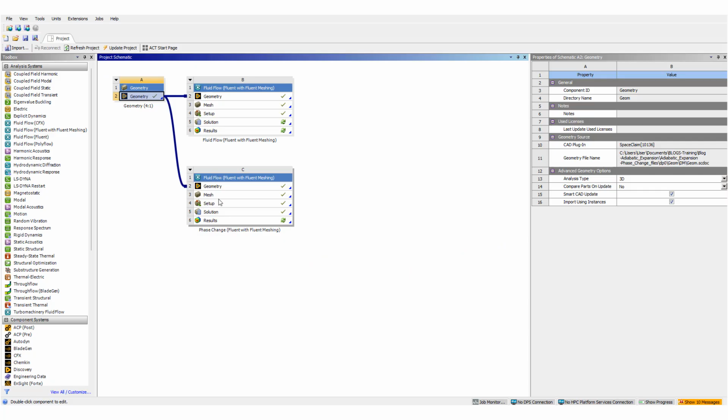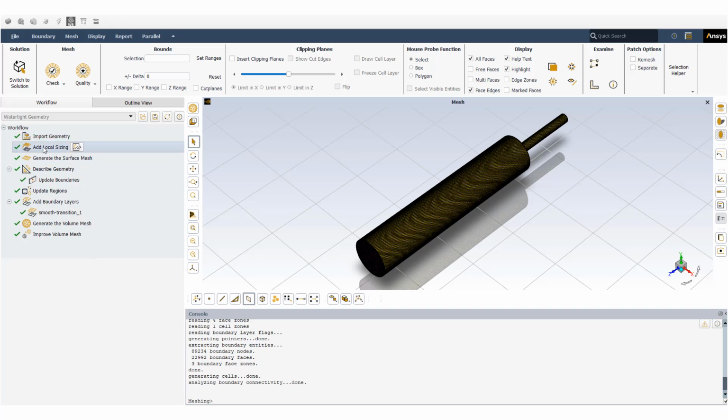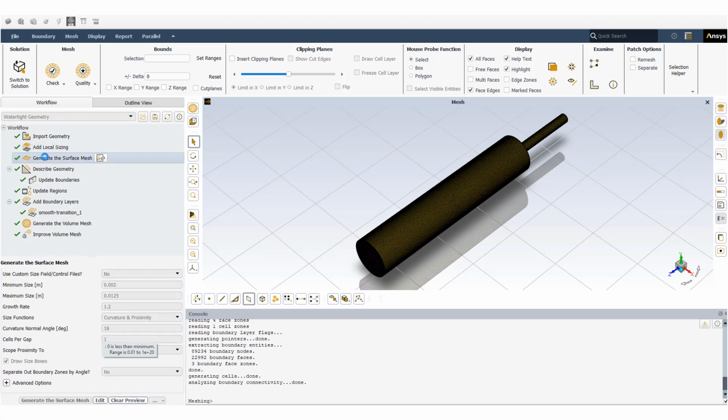And for the mesh, we use a smaller size, because we are working on phase change. So no local sizing, just for the surface mesh I use a smaller maximum size.